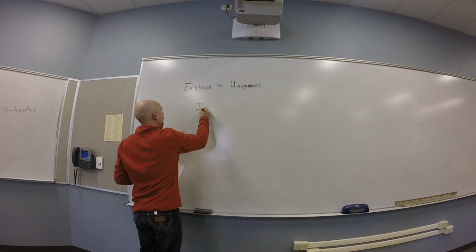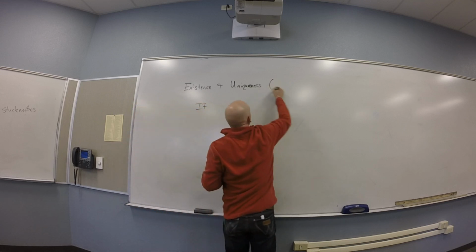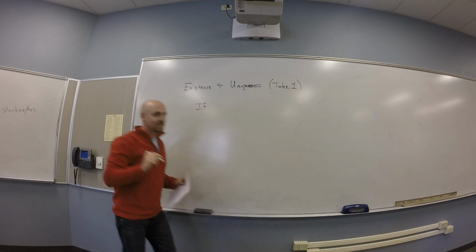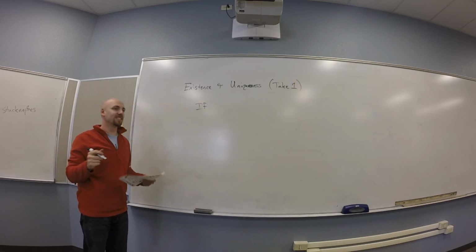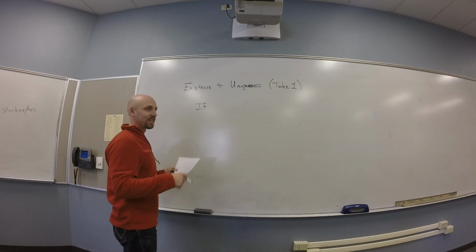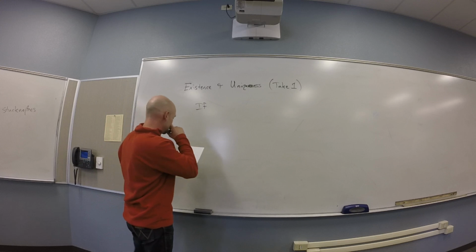So here's, I'm going to call this take one. We're going to have a whole bunch of existence and uniqueness theorems, and they just kind of nest. They're like a little Russian nesting doll. It gets better and better as we go on.